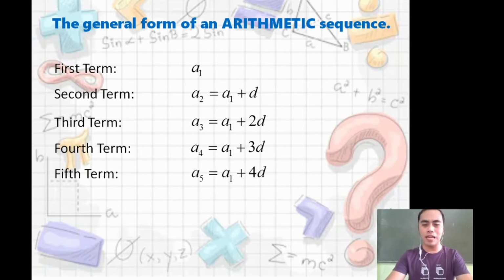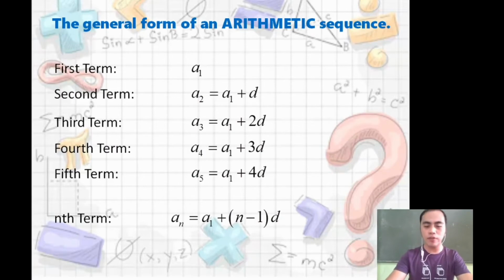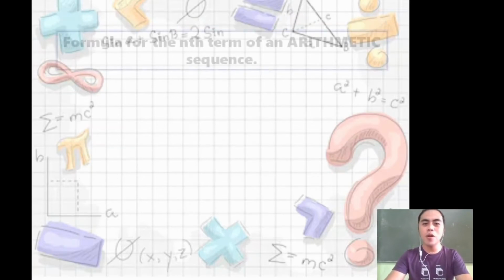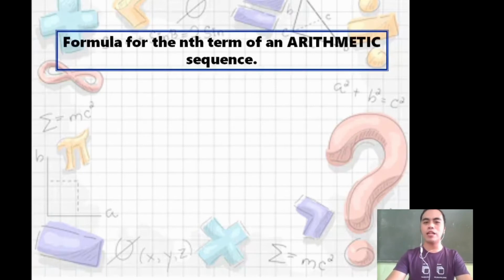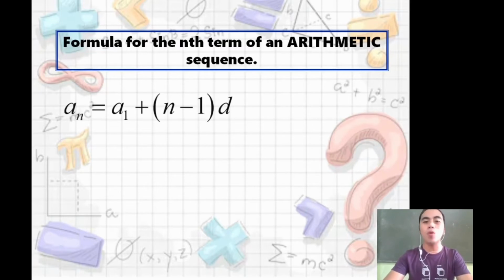And the nth term is denoted by a sub n. That would be equal to a sub 1 plus the quantity n minus 1 times the common difference, which is d. So here is the formula for the nth term of an arithmetic sequence. This is called the recursive formula.